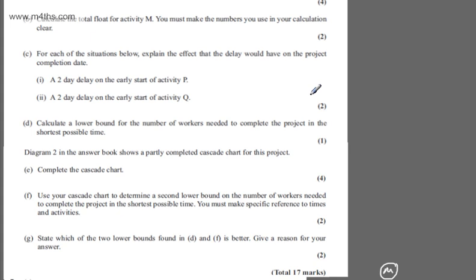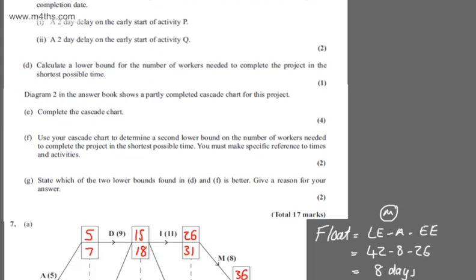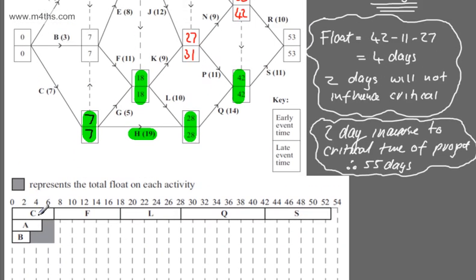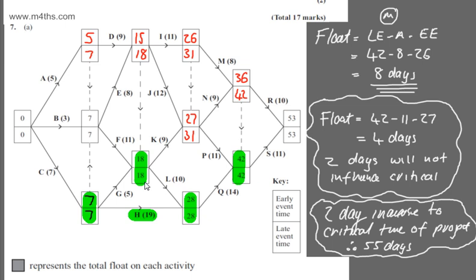Okay, diagram 2 in the answer book shows a partly completed Cascade chart for the project. In part E for 4 marks, we need to complete the Cascade chart. Okay, let's go ahead and do that. So we're being offered 4 marks for this. So let's go down. So we need to complete this. Now, we've already got the critical path on here. We've already got A and B. And we're told that the dot represents the float of each activity. Now, this is 4 marks.